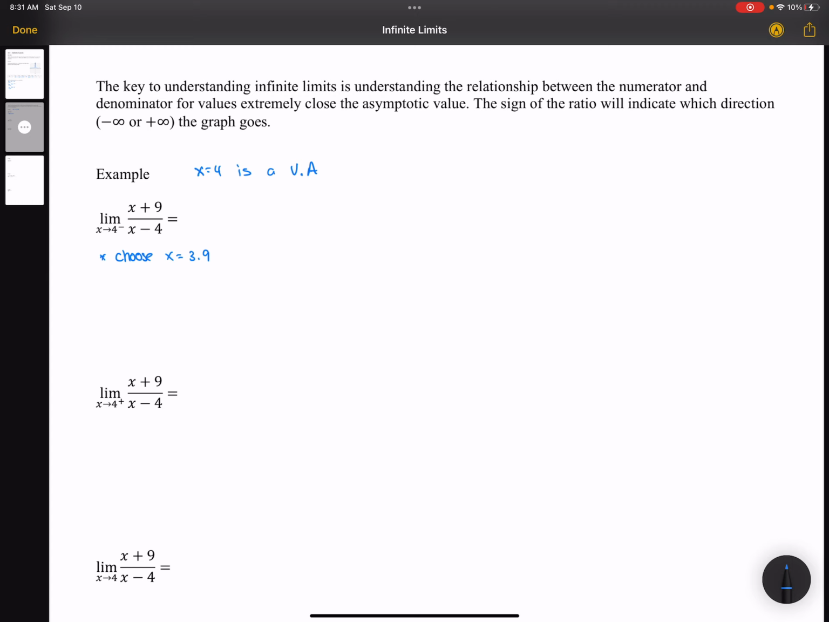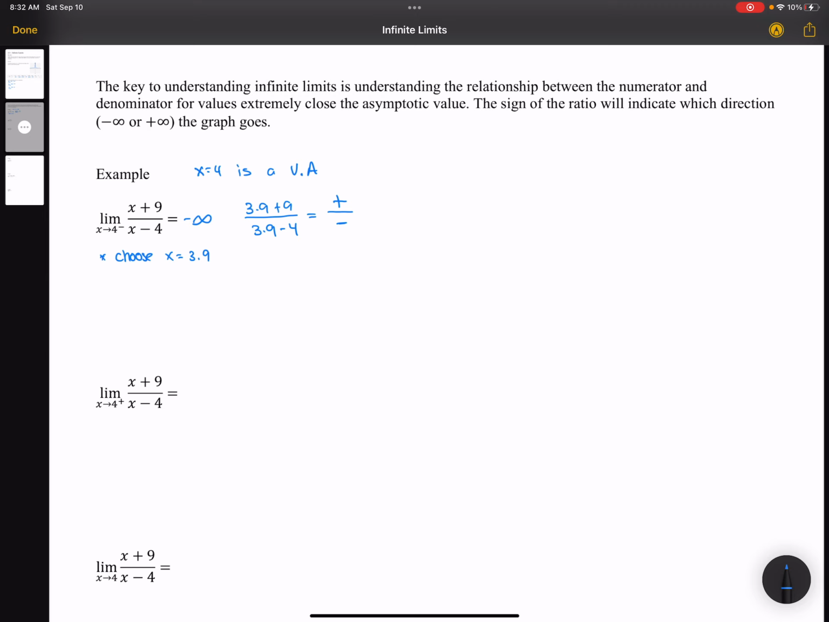And so if we do that, we get 3.9 plus 9 divided by 3.9 minus 4. Now, all we care about is the sign of the number. We don't actually care about the number because the limit is always going to be infinity or negative infinity. So we know that 3.9 plus 9 is positive, and 3.9 minus 4 is negative. So in this direction, we know the limit is going to be negative infinity.